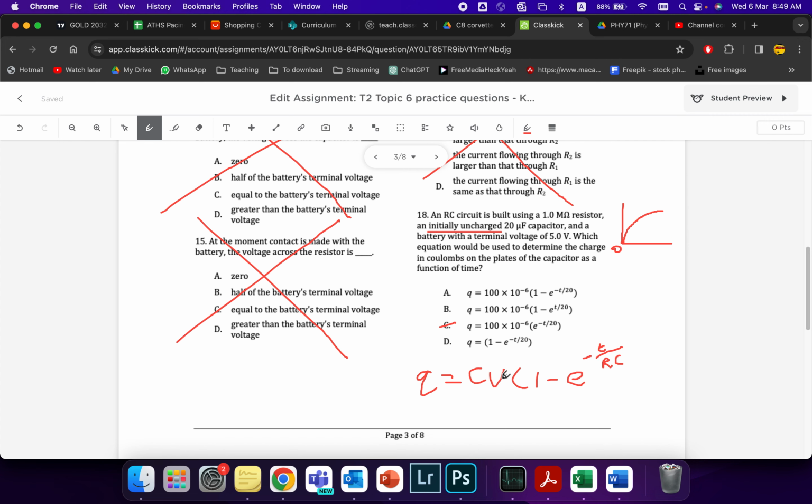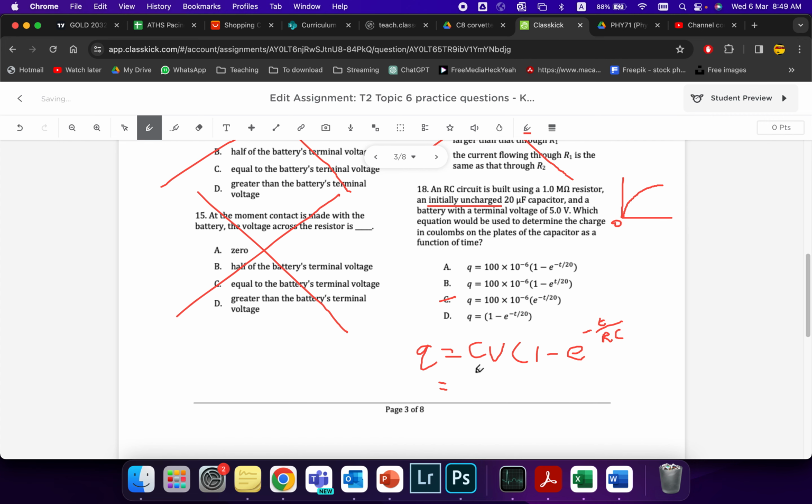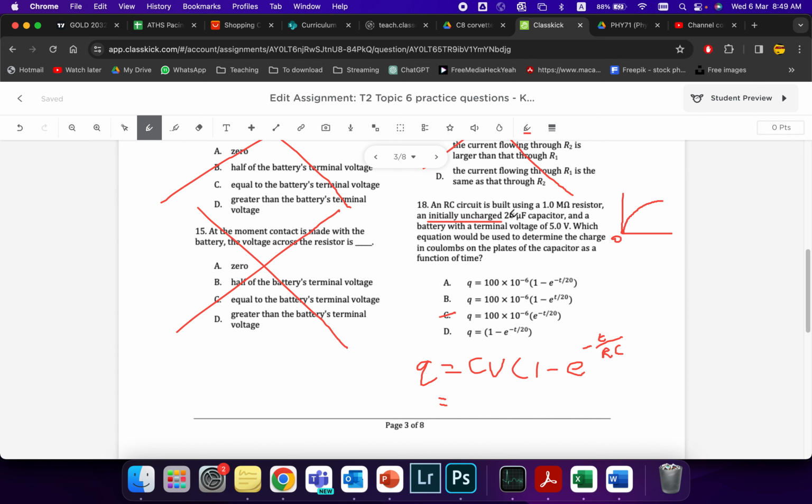So we're going to have to check some things out here. I will do C times V. The capacitance, which is 20 micro, multiplied by 5. 20 micro multiplied by 5 will clearly give me 100 times 10 to the minus 6. So I'll write that, 100 times 10 to the minus 6, times 1 minus e to the negative t over RC. RC, what does that mean? R is 1 mega, times 10 to the 6, multiplied by C, 20 times 10 to the minus 6. So the mega and the micro will actually cancel here. That becomes 20.